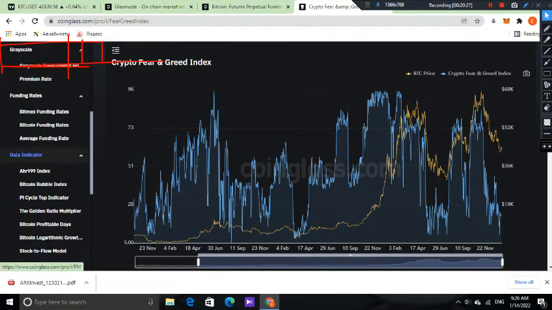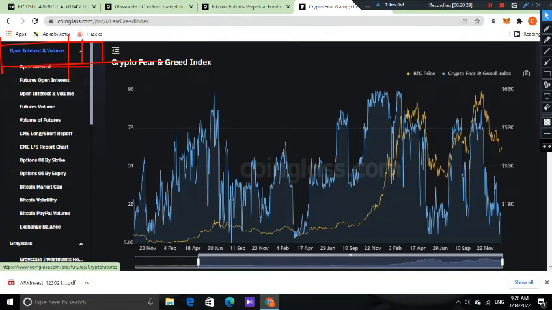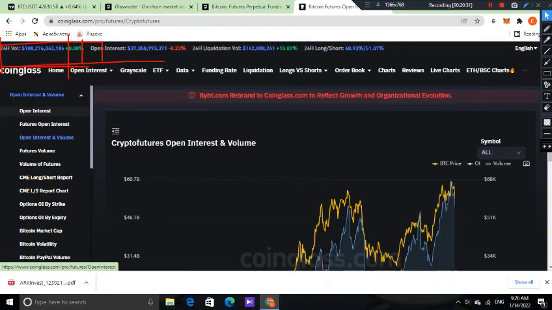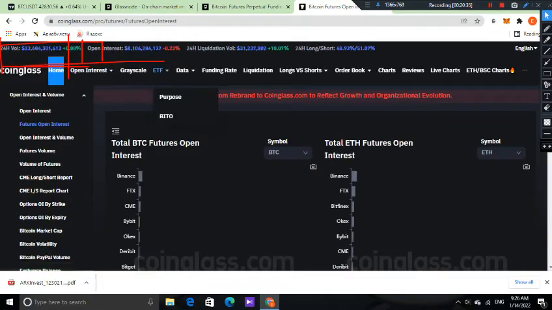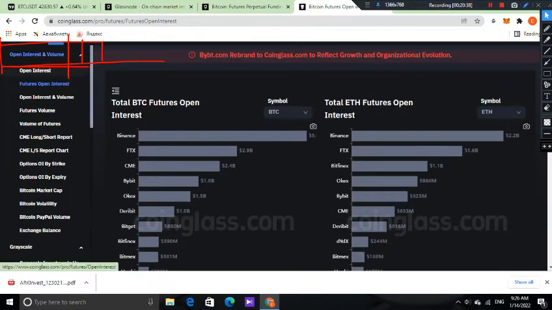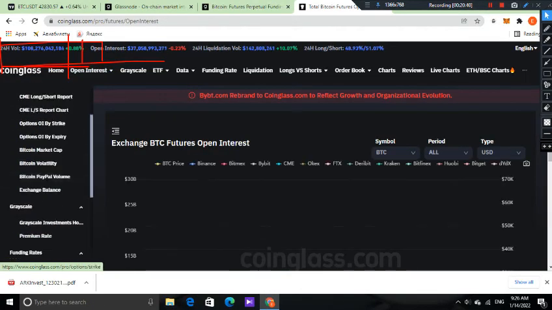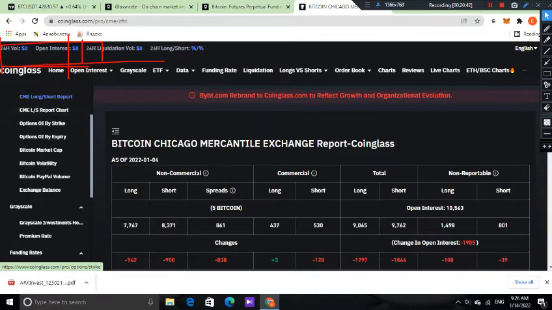You can also check out other things like open interest and future interest if you have information about these things.